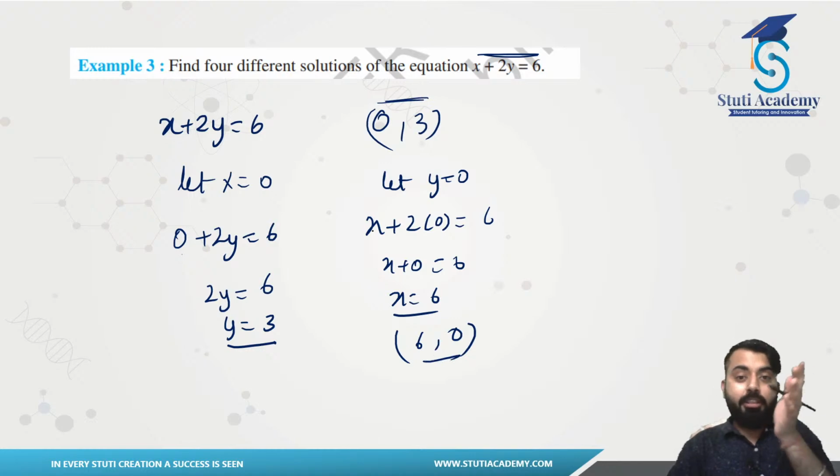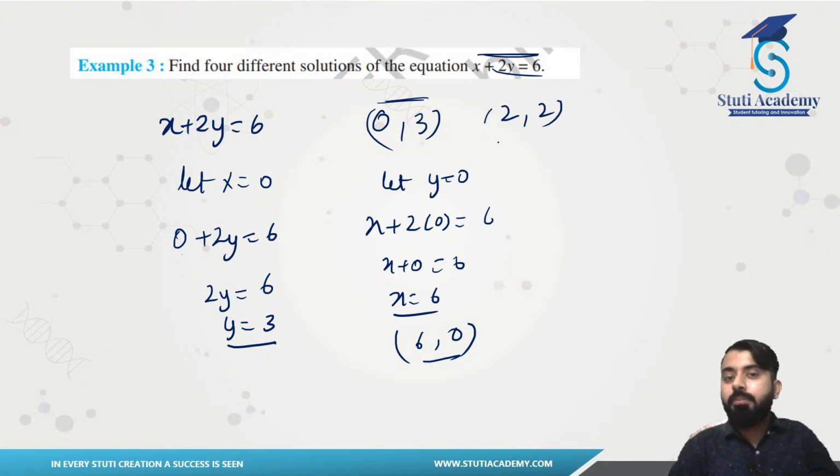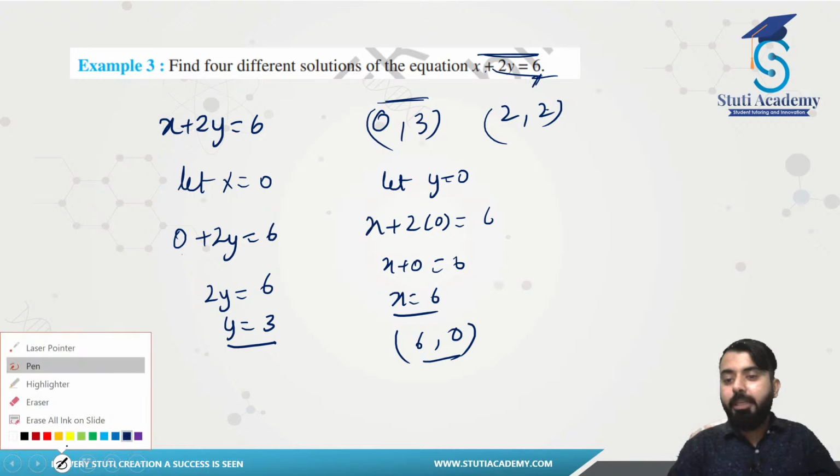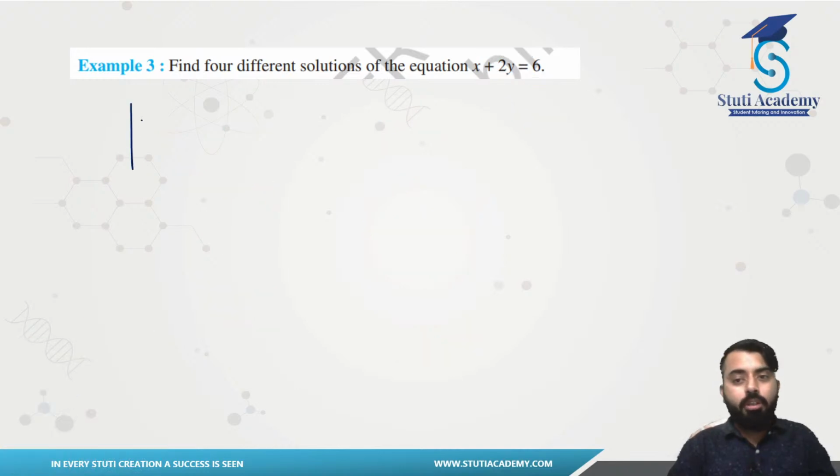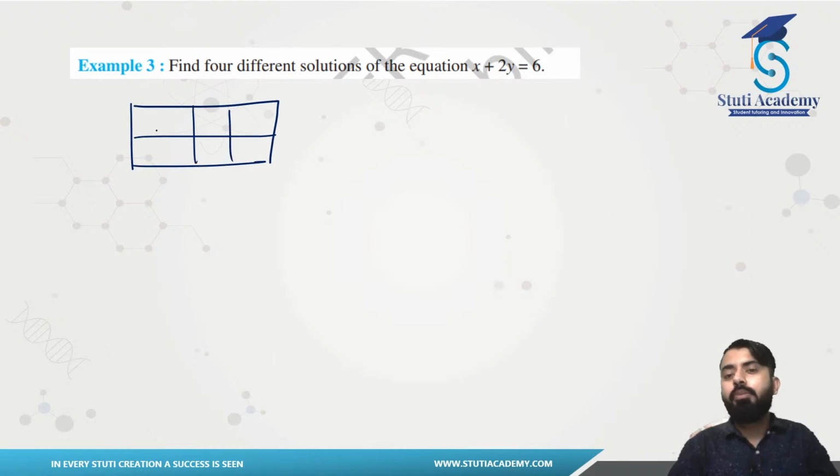These are two solutions from the many infinite solutions of this equation. You can have any other solution as you want. You can have x as 2 and y as 2: 2 into 2 is 4, 4 plus 2 is 6. Now let's make a table and write the values here. This is x and y. When x was 0, y was 3, and when y was 0, x was 6.